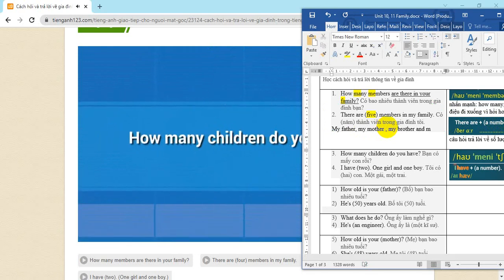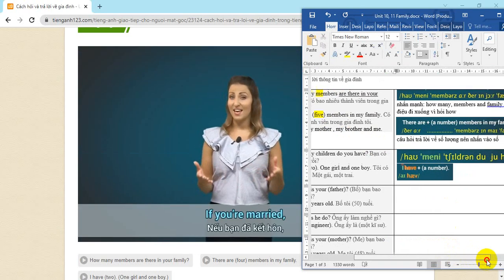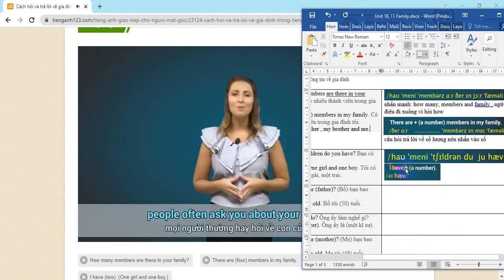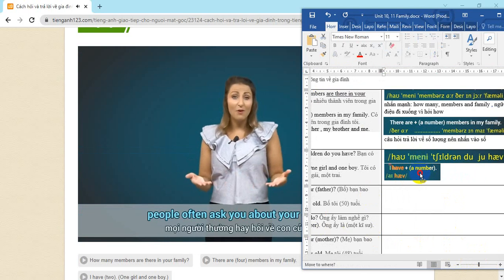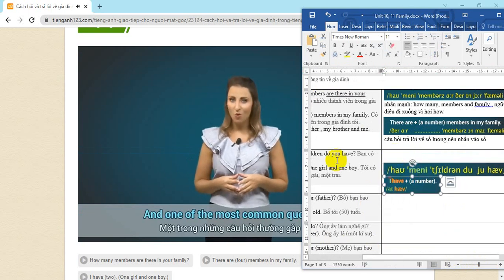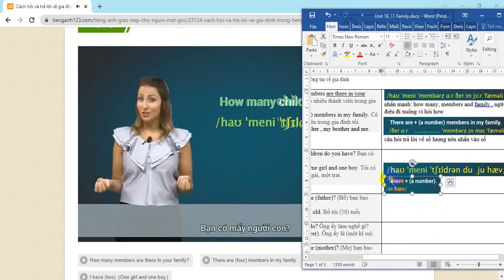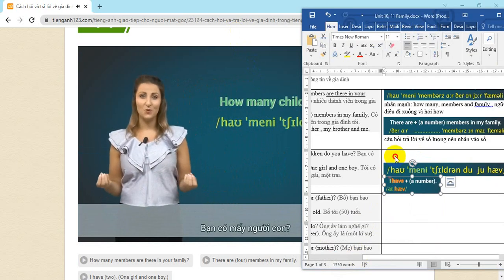How many children do you have? If you're married, people often ask you about your children. And one of the most common questions is, how many children do you have?